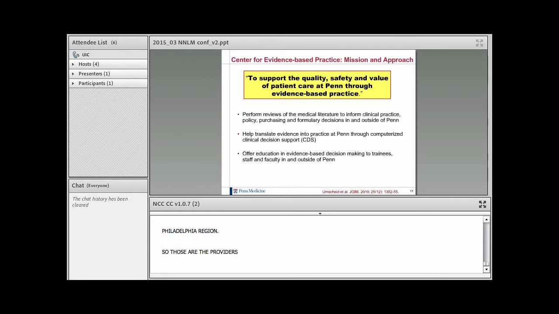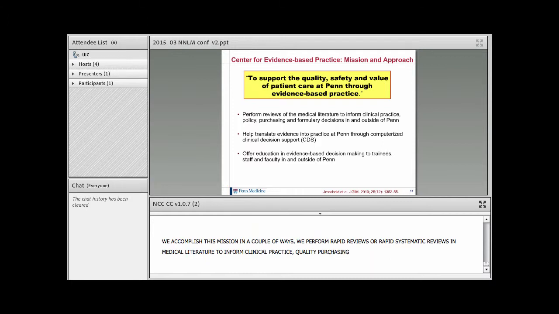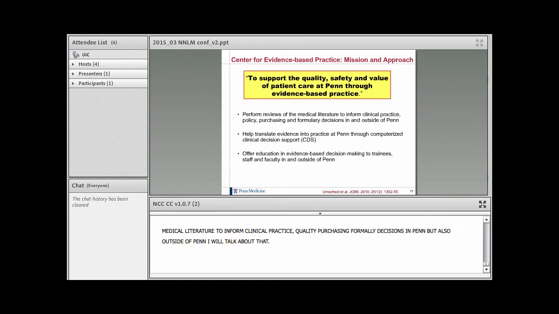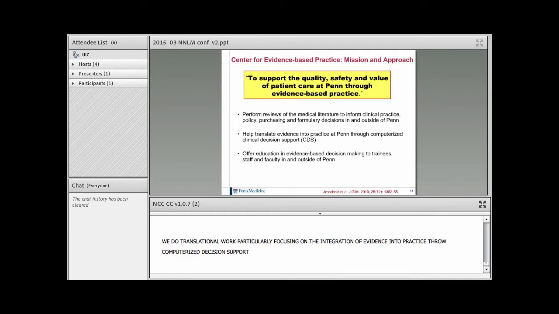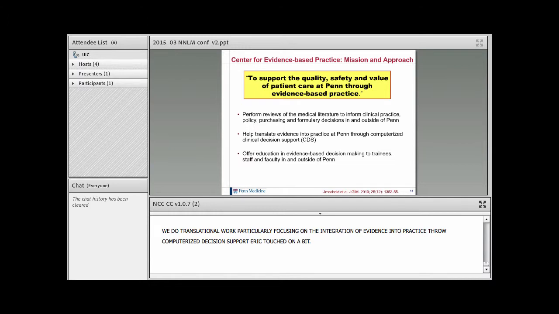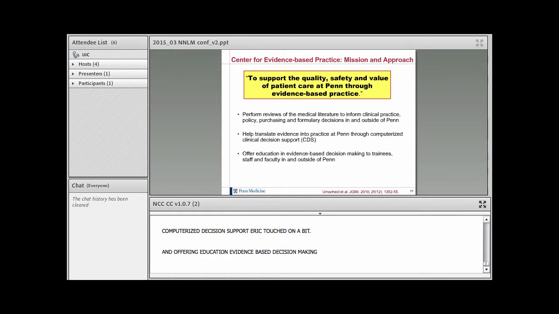And we accomplish this mission in a couple of different ways. We perform rapid reviews or rapid systematic reviews of the medical literature to help inform clinical practice, policy, purchasing, and formulary decisions in Penn, but also outside of Penn, and I'll talk a bit about that. We do translational work, particularly focusing on the integration of evidence into practice through computerized decision support, which Eric touched on a bit. And then offering education, evidence-based decision-making to trainees, staff, and faculty. And we do this in and outside of Penn.